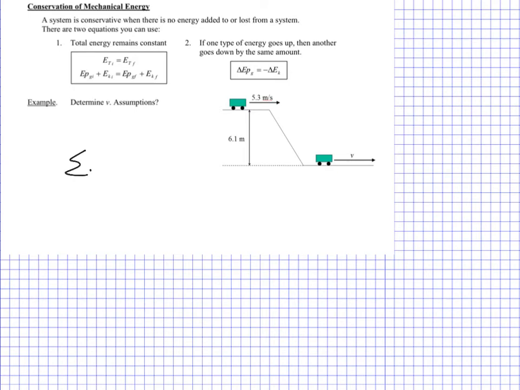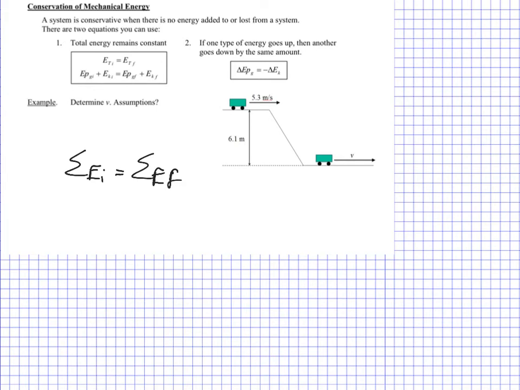So I'm going to say the sum of the energy initial is going to be the sum of the energy final. Again, very important concept. We're going to be using this a lot in Physics 30. It's linked into the work energy theorem, and it's a physics principle that keeps coming back again and again. It's a big one.